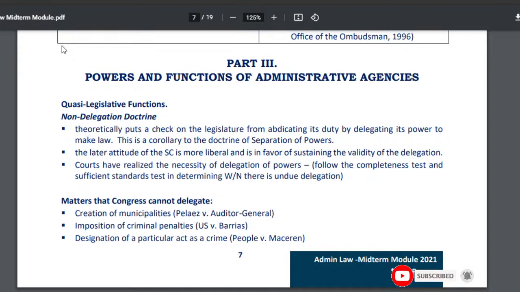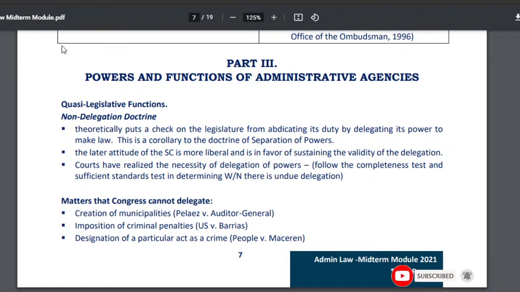its duty by delegating its power to make law. Okay, this is corollary to the doctrine of the separation of powers. The later attitude of the Supreme Court is more liberal and is in favor of sustaining the validity of the delegation. Ingon niya sa Supreme Court, okay lang, i-sustain mo ang delegation. But there are matters that Congress cannot delegate, and these are as follows.